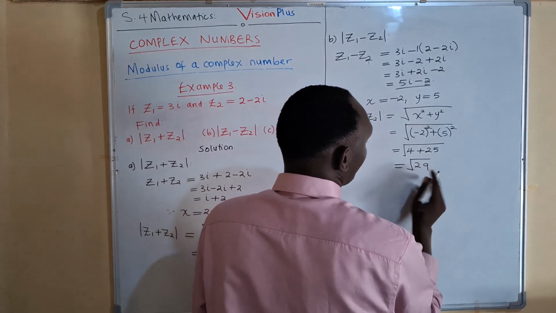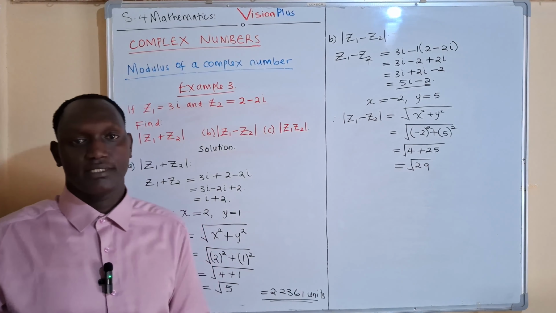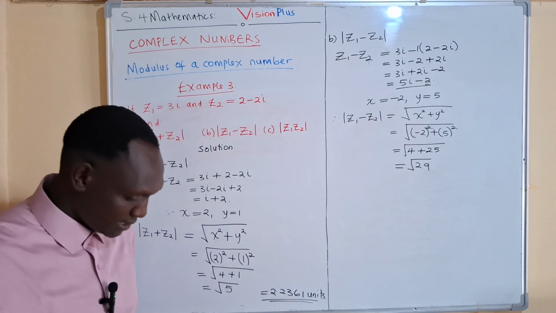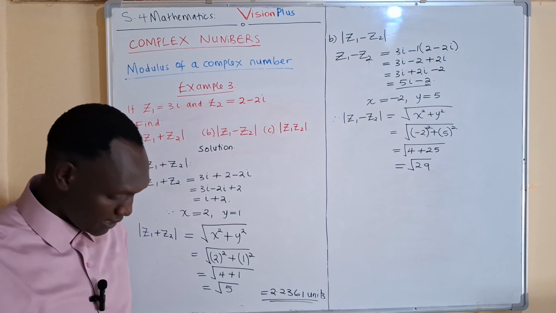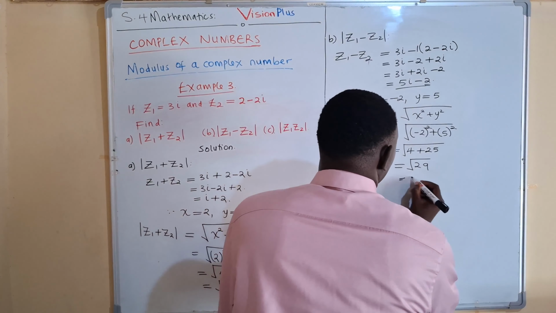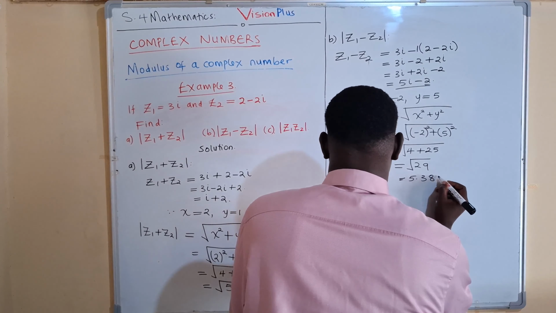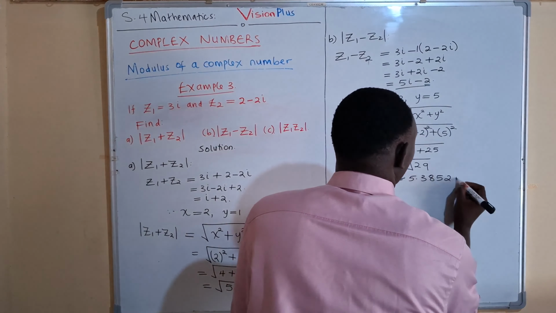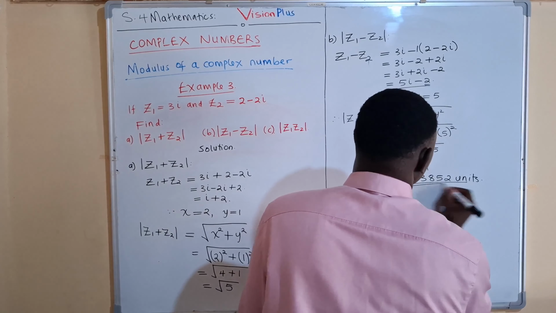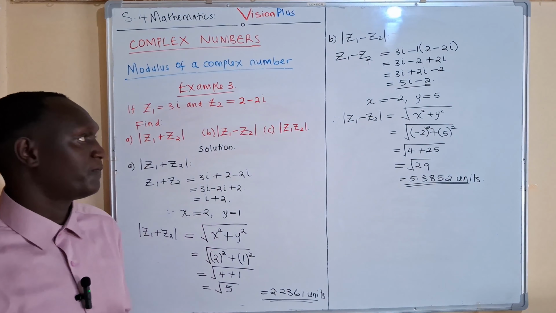I've said before that the moment you are left with only a single term under the root, that is when you press the square root. What is the square root of 29? It is 5 point something. The square root of 29 is 5.385. This gives us here 5.3852 units. So this is the answer for the magnitude of z1 minus z2.